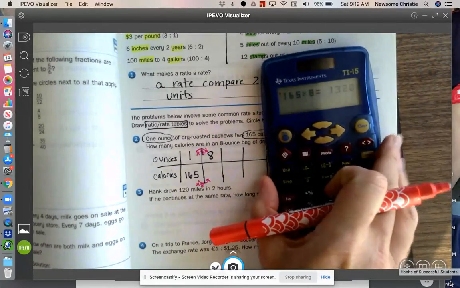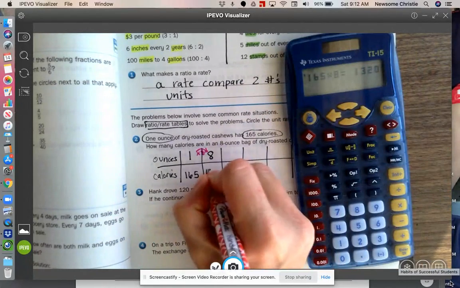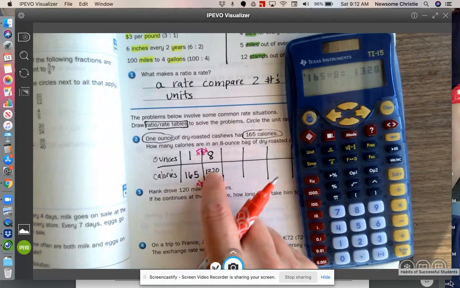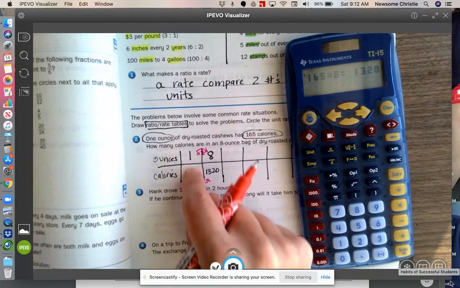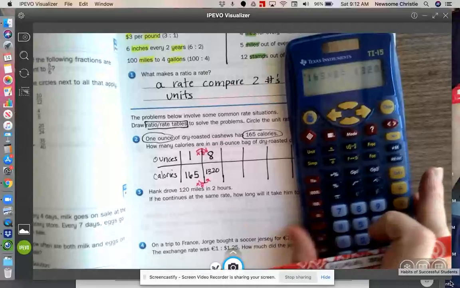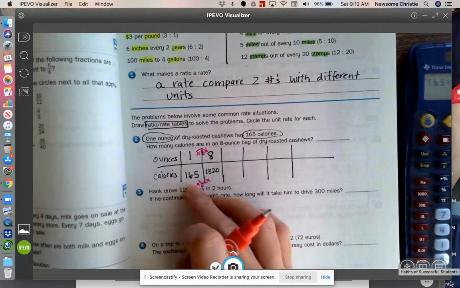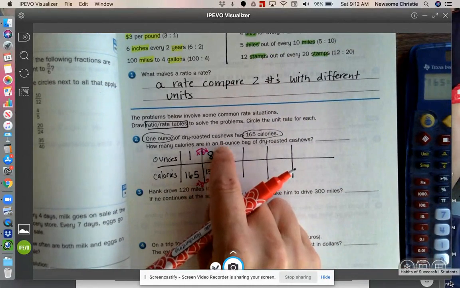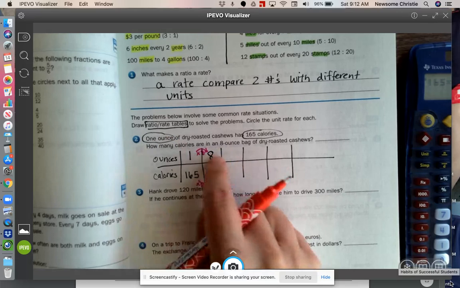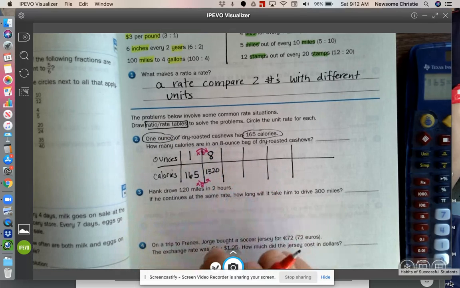1,320. And you see I just did that in my calculator. And so basically I just times this rate by 8 to get my answer. And that's usually how I do it if it's just a straight up multiplication. So 1 ounce is this. If I want to know 8 ounces, I'm just going to times it by 8.